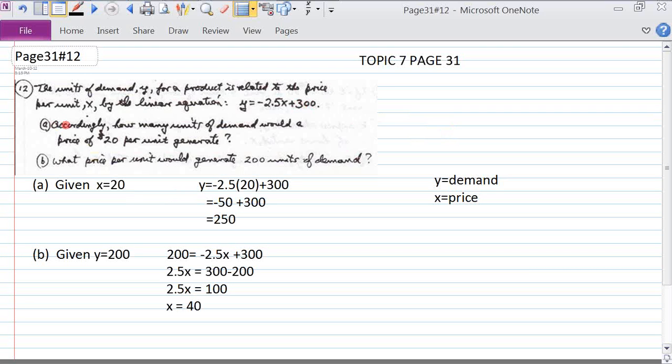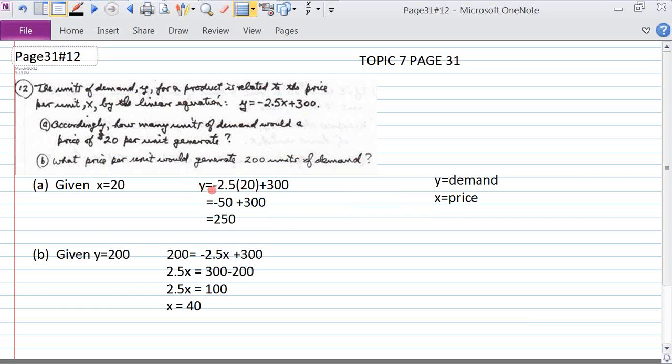Let's read the first part, A. Accordingly, how many units of demand would a price of 20 per unit generate? So we're given X equals 20 here. You've got to substitute it into this formula and determine what Y is.